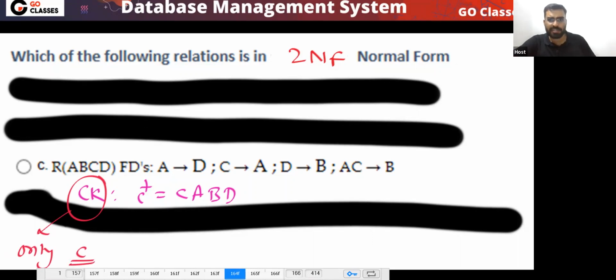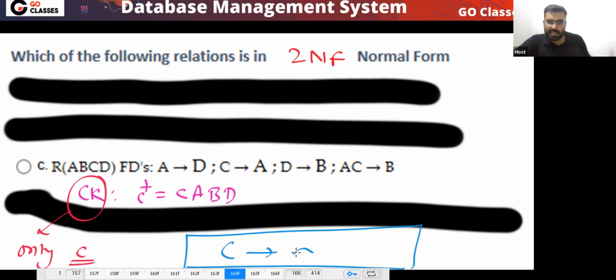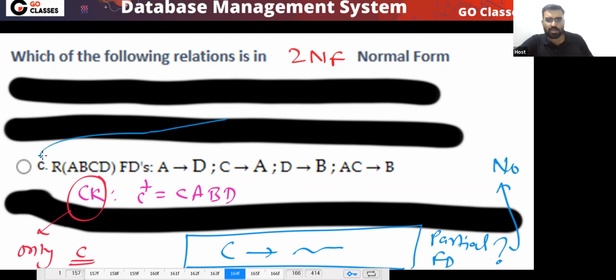So can you create a partial dependency here? Can this type of dependency be partial? No. So this relation is also in 2NF, because this type of dependency cannot be partial.